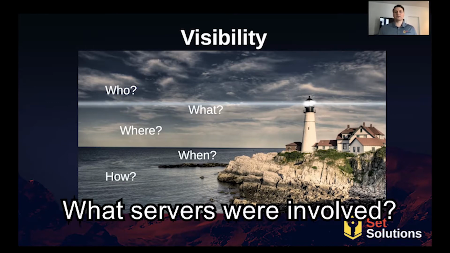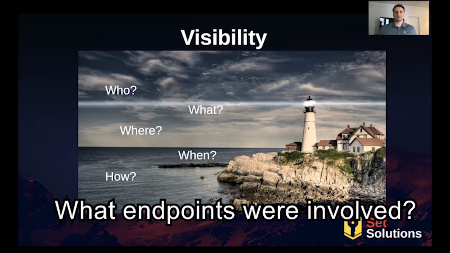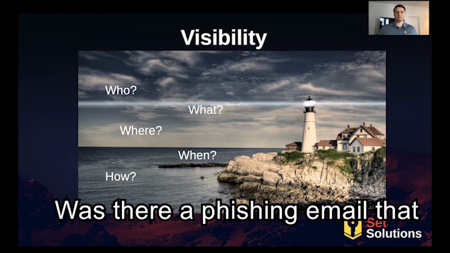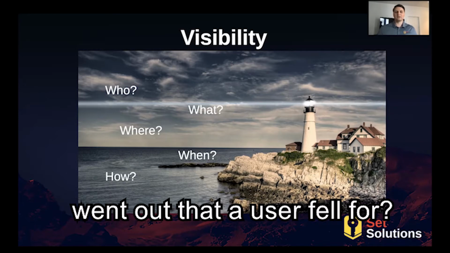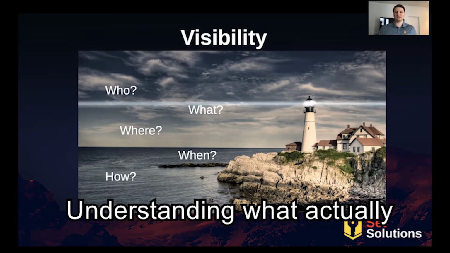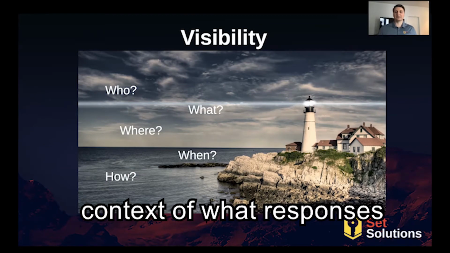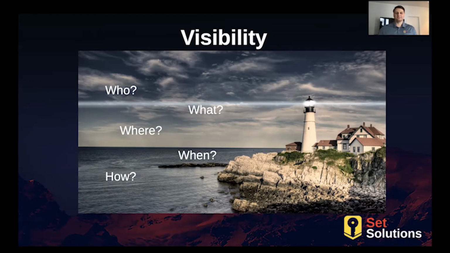What servers were involved? What endpoints were involved? What happened? Was this a ransomware event? Was there a phishing email that went out that a user fell for? Understanding what actually happened to build out the context of what responses need to be taken.